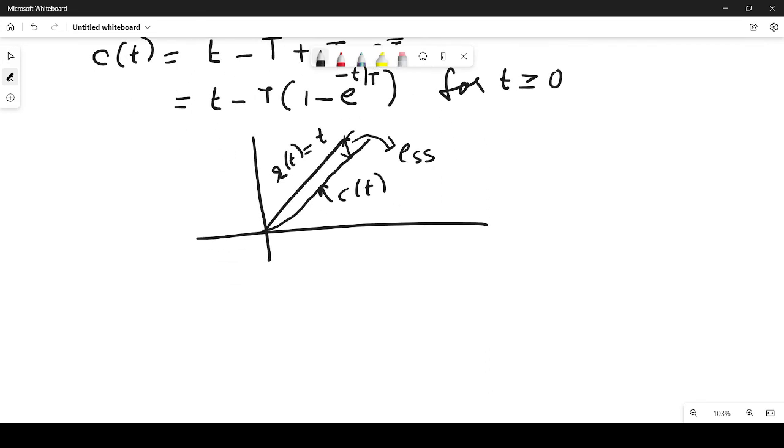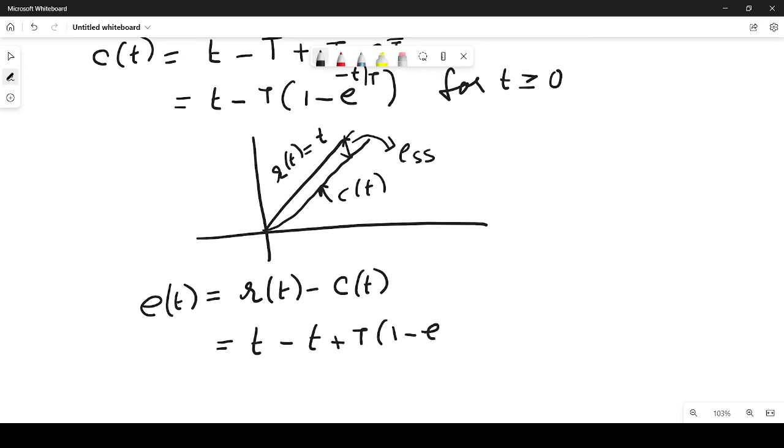So the error I can write as e of t is equal to r of t minus c of t. So r of t, we know it is t, that t minus T, then minus of that one becomes plus T into 1 minus e raised to minus t by T. So this is the equation. So we'll be getting here this is equal to T into 1 minus e raised to minus t by T, and this t and T gets cancelled.